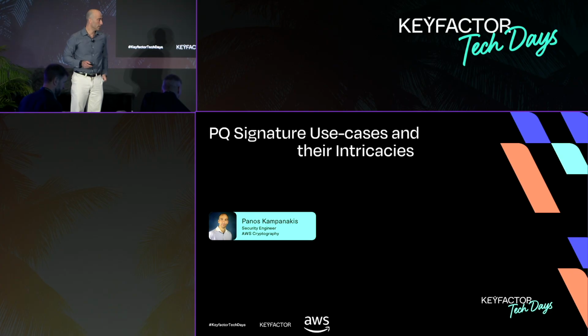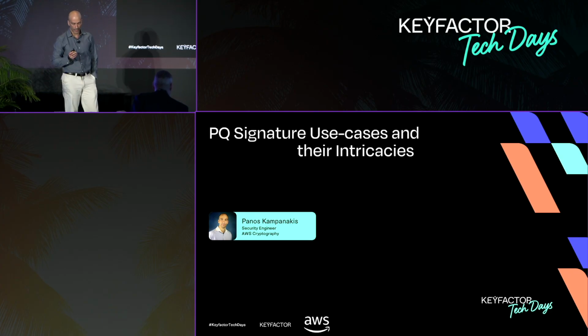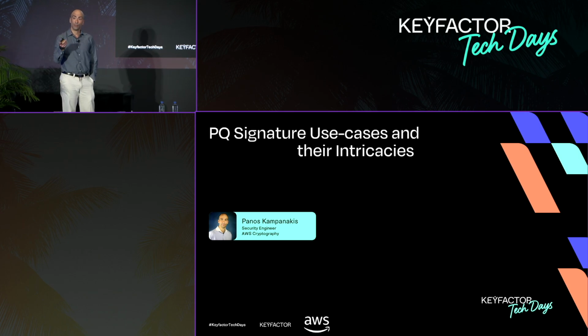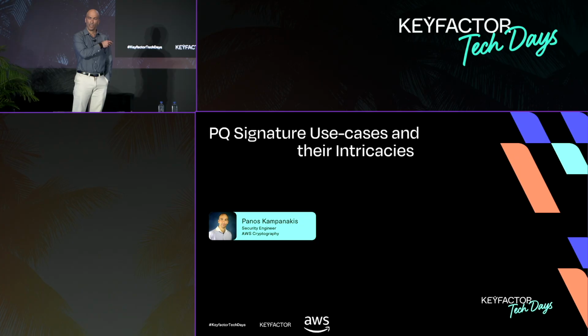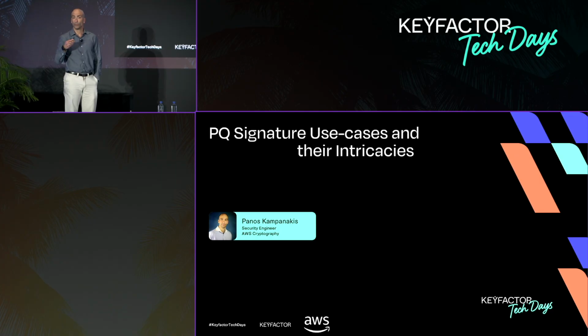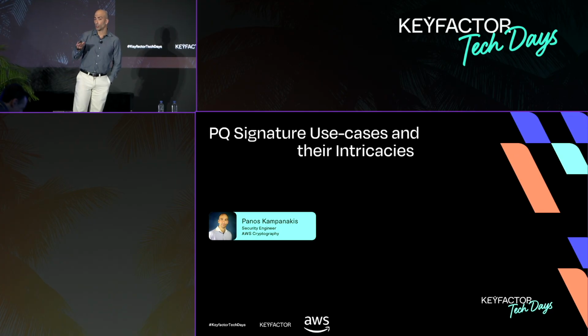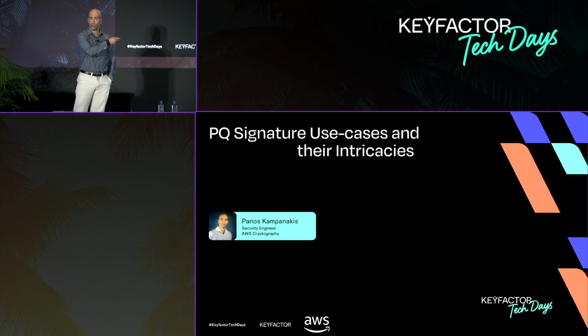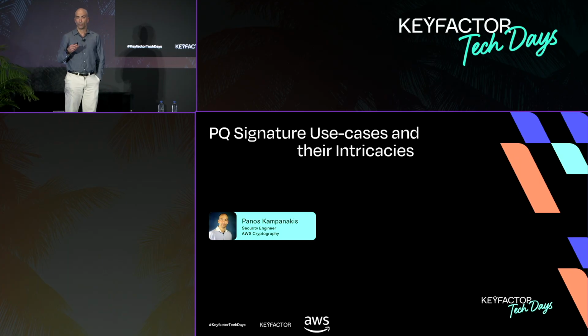So, hey again, thanks Ryan. My name is Panos Kampanakis and I work for AWS. AWS is a partner with Keyfactor, so some of AWS services are integrating with Keyfactor services in the back end in the cloud. So I'm here to talk about some common post-quantum signature use cases and their intricacies. And these apply to Keyfactor's use cases, AWS use cases, and everyone else's use cases for the most part.